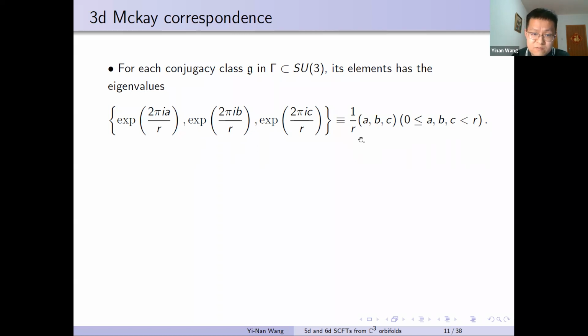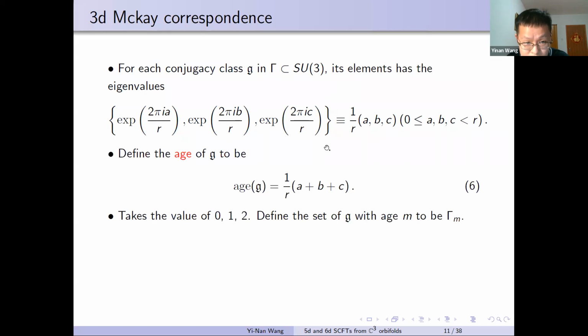Now, because gamma is a finite subgroup of SU(3), the determinant of every element equals 1. So this means that if we define a so-called h function of a conjugacy class, or each element of the conjugacy class G, in this way, h(g) equals 1 over r times (a plus b plus c). Because each of these 3 by 3 matrices has determinant equal to 1, the h function is always an integer. And also because of this range we defined here, the h function can only take the value 0, 1, or 2. So it cannot equal 3 or a bigger integer.